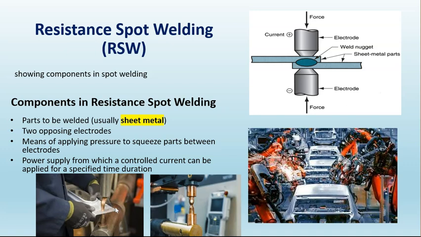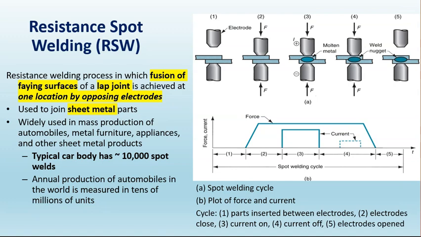So we can see that they are using sheet metal, joining these two sheets, and they apply pressure and also the current. And this is resistance spot welding. It's a simple process in which they apply the pressure, then they apply the current. So they melt a pool of molten metal which produces the nugget, and it will join.